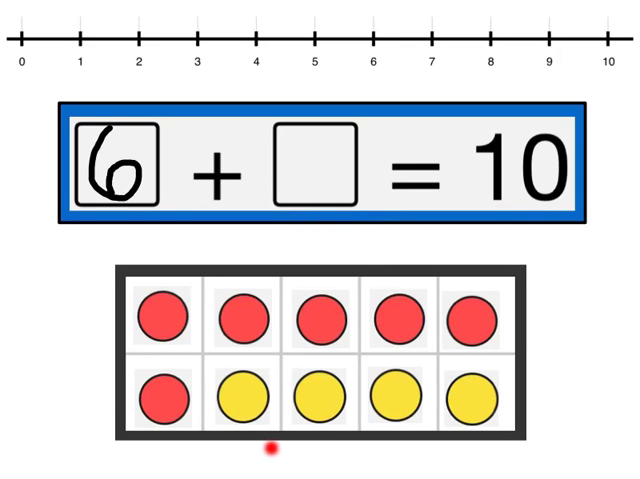Well, I merely have to go to my 10 frame and count how many in the second color we have. So I see 1, 2, 3, 4. This tells me that 4 is the second group or the second partner in this equation. So I see that 6 plus 4 more will equal or be the same as 10. And that does match my thinking here. So this tells me this is an accurate equation.